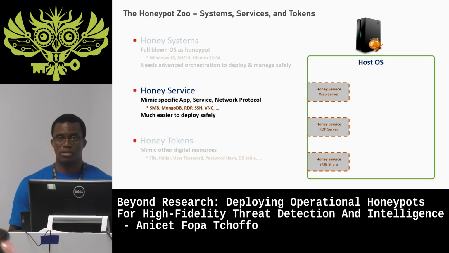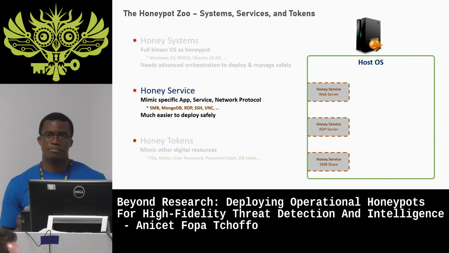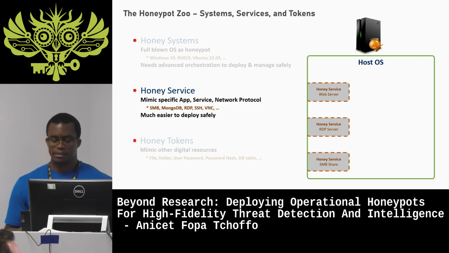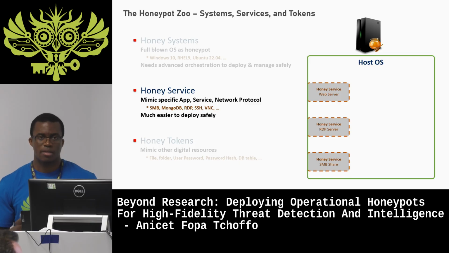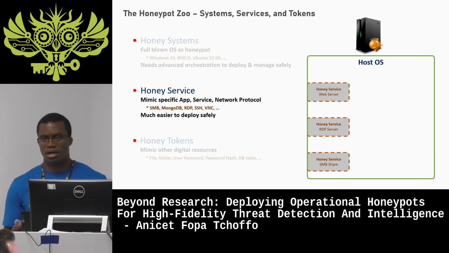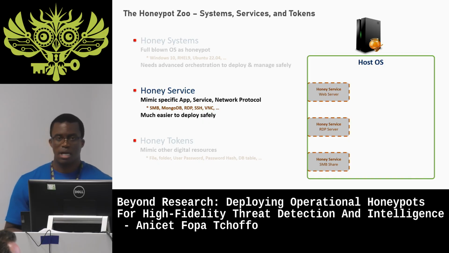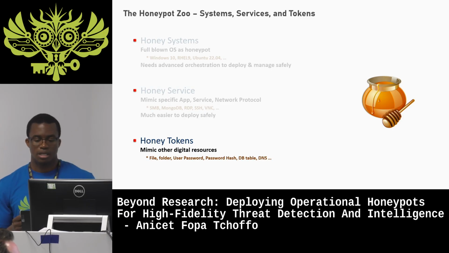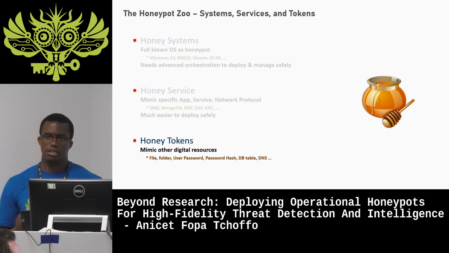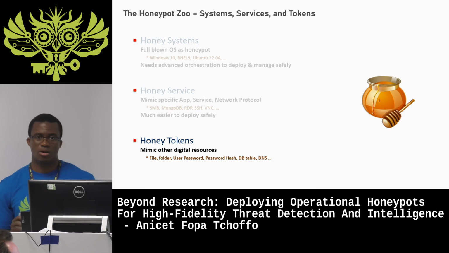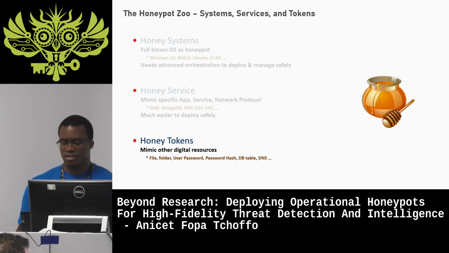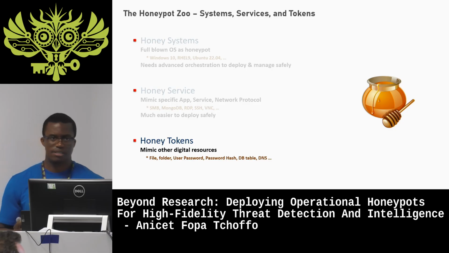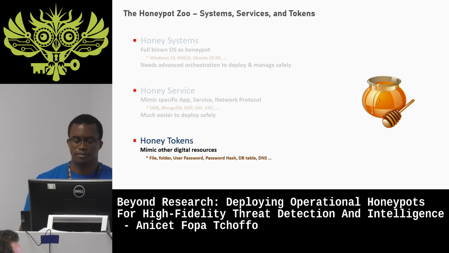Next on the list is honey services. Instead of full operating systems, these mimic specific applications, services, or network protocols. Think of things like fake web servers, fake RDP server, VNC, MySQL, and things like that. And finally, we have honey tokens. These aren't systems or services in the traditional sense. Instead, these are pieces of fake data or bogus artifacts, things like fake documents, fake credentials, fake database tables, fake DNS records, and so on.